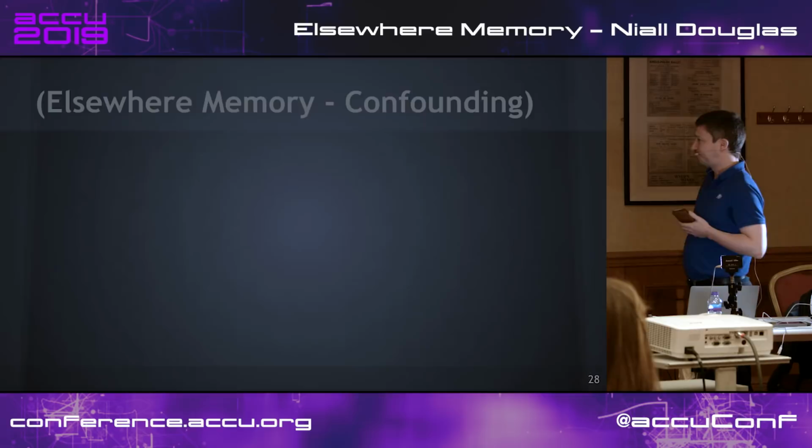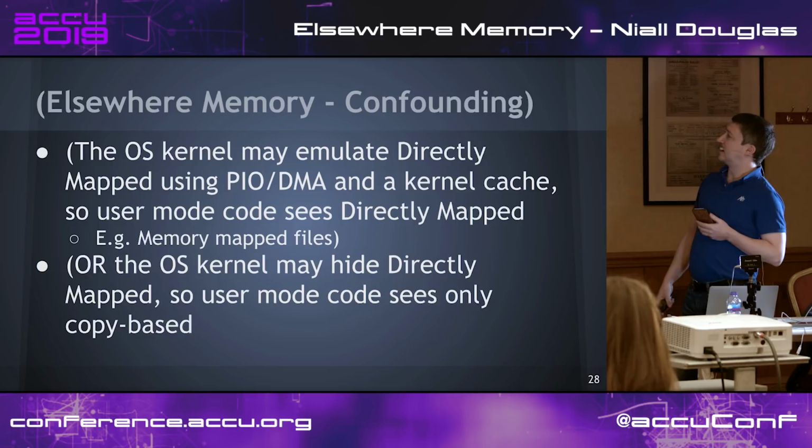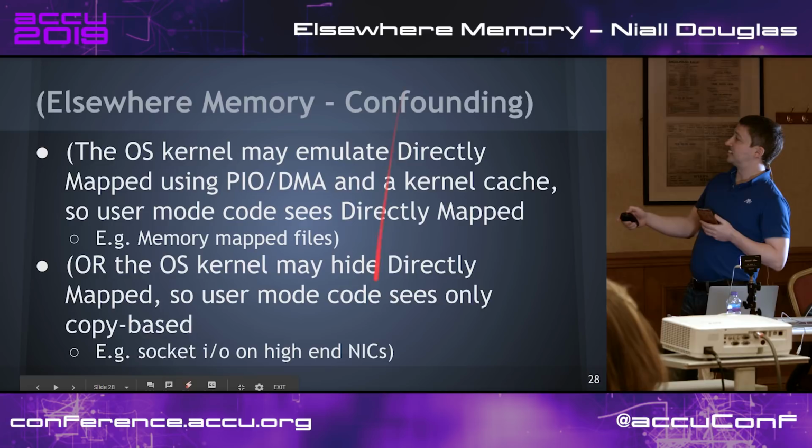Now, I should just mention that there is some confounding that can go on. You can have directly mapped devices appear as if they are copy-based, and you can also have copy-based devices appear as if they're directly mapped. So the kernel, for various historical reasons, will do a whole lot of emulation for certain things. Socket I/O may well be directly mapped, but it will pretend to be copy-based, and so on and so forth.